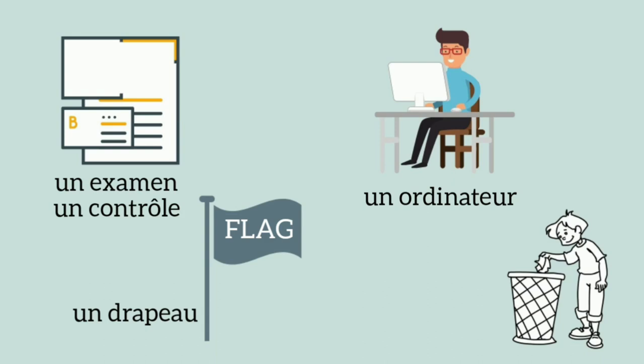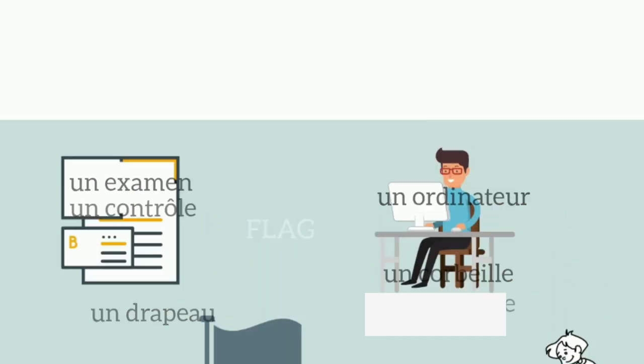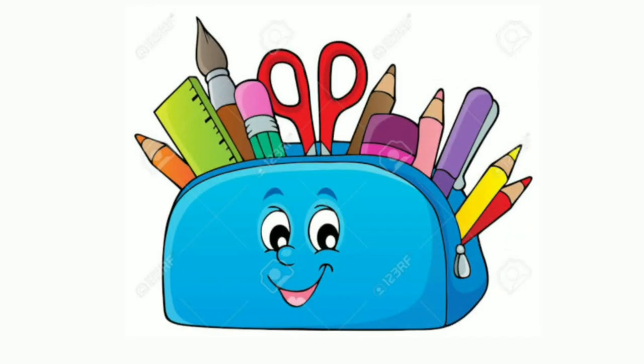Then we have dustbins in classrooms. So dustbin is called une poubelle, or it can also be called une corbeille, okay? Then now we will do a few objects that we can find in our pencil box, okay? Particularly stationery, okay? A few stationery items. Okay, so the first one is a pen. A pen in French is un stylo, okay? Then pencil, pencil is called un crayon, okay?